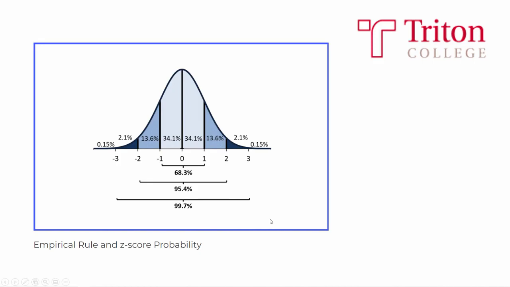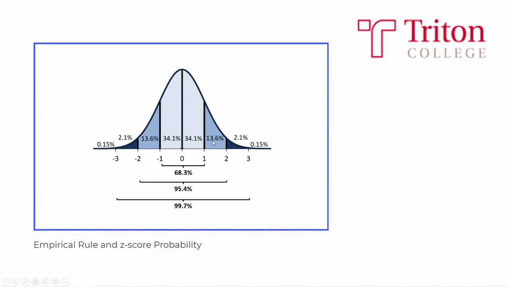The empirical rule is also a mathematical law that says that 95.4% of all observations will be within 2 standard deviations of the mean. It also says that 99.7% of observations will be within 3 standard deviations. Now, these percentages, like 34.1%, are just the 68.3 divided by 2. So 34% will be one standard deviation below the mean, and 34% will be above.